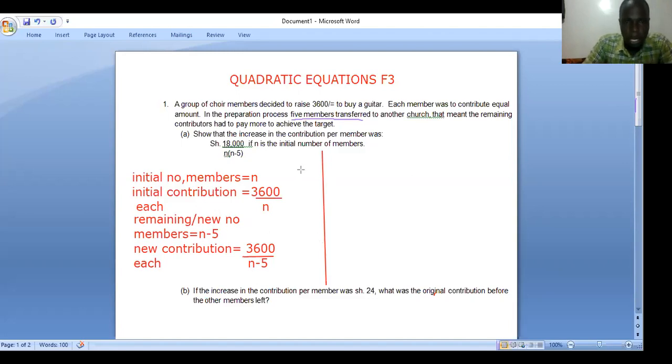Then we want to get the increase. Like if last year you were weighing 60 kg and this year 80 kg, the increase would be the new one minus the original. So that means we use a pen now: 3600 divided by n minus 5, minus 3600, the original contribution per person, divided by n. So here we are supposed to get the increase.